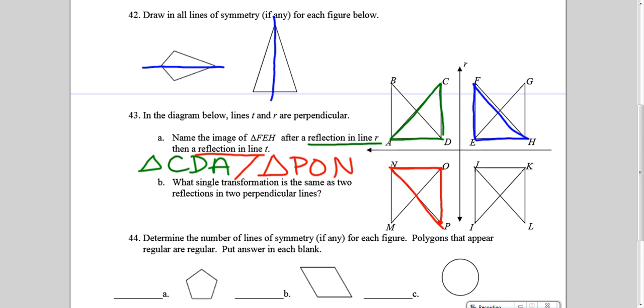All right. What single transformation is the same as two reflections in two perpendicular lines? This is a 180-degree rotation.